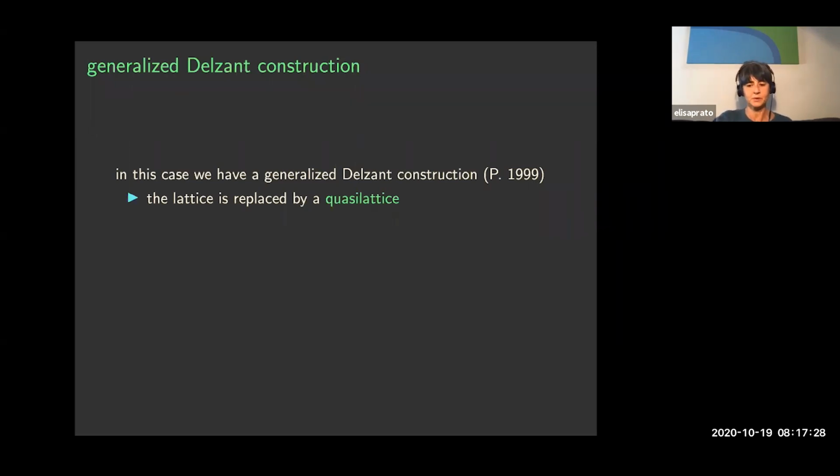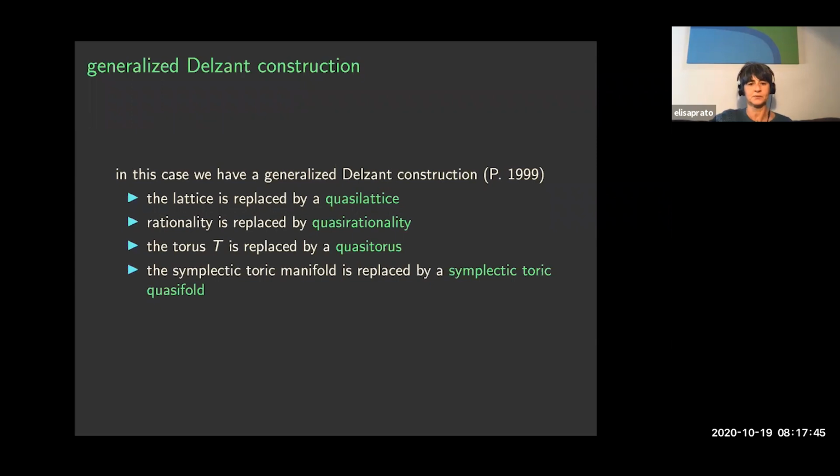and then I will explain what they are and a little bit of the history. So the idea is that I replace the lattice with something more general, which is called quasilattice, rationality with quasirationality, the torus with the quasitorus, and the symplectic toric manifold with the main object of the talk, which are symplectic toric quasifolds.